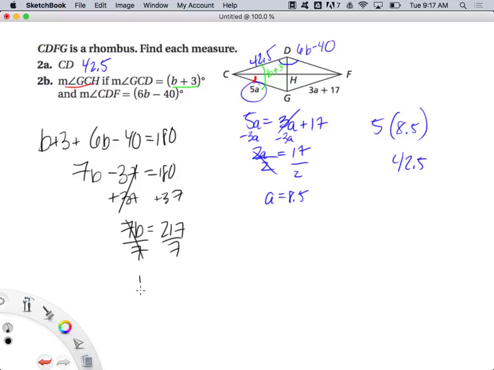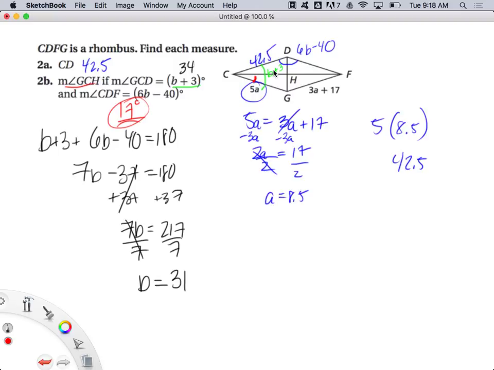So I divide by 7. I get b equals 31. Cool. Well, if b equals 31, then this angle is 31 plus 3, which is 34. GCH is half of that because it gets bisected. So GCH is half of 34, which is 17 degrees. You see? That was a very complex problem. Why? I had these two angles, and I was trying to find this angle. Well, I have to solve for b. I do that by adding them together and setting them equal to 180. But once I solve for b, I can figure out that this angle is 34, then divide it by 2 to get that angle, which is 17.